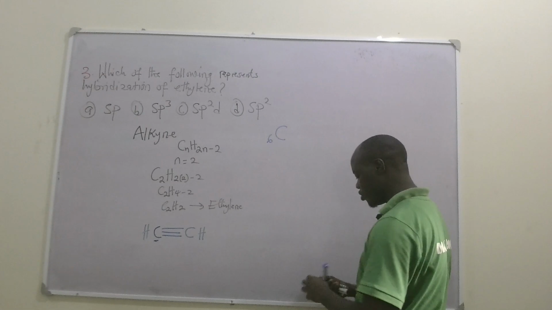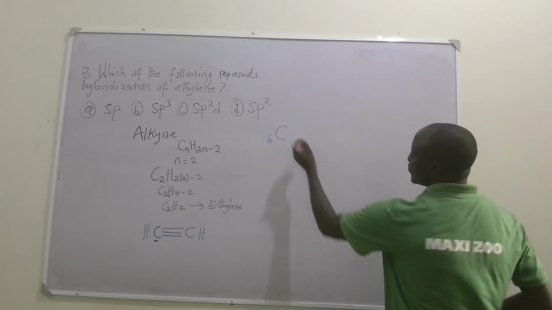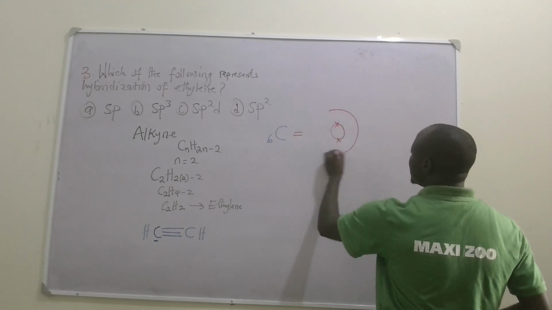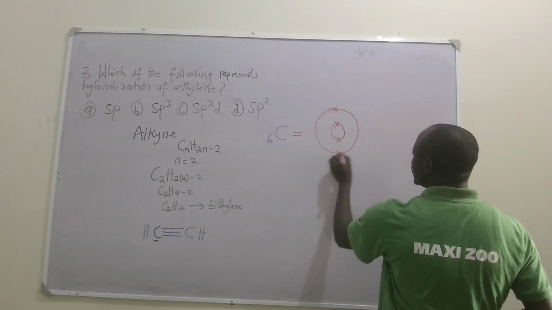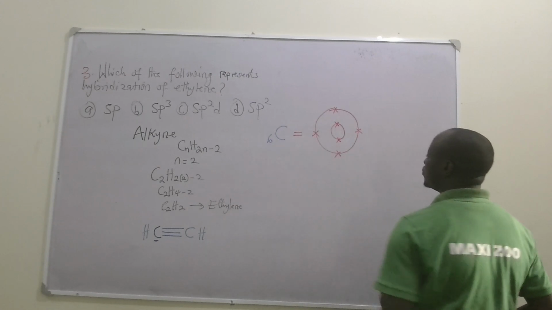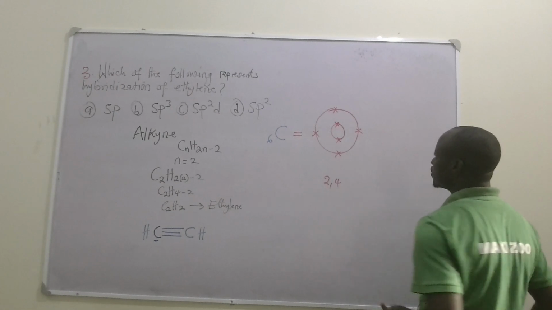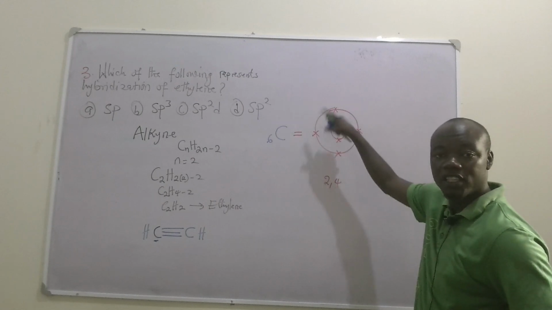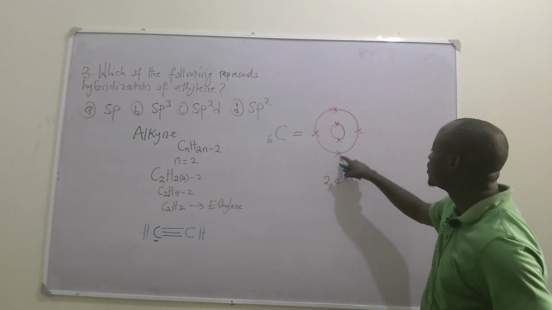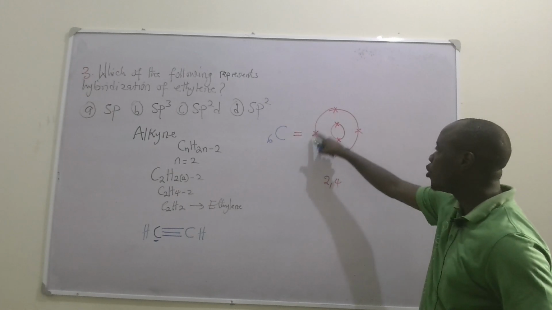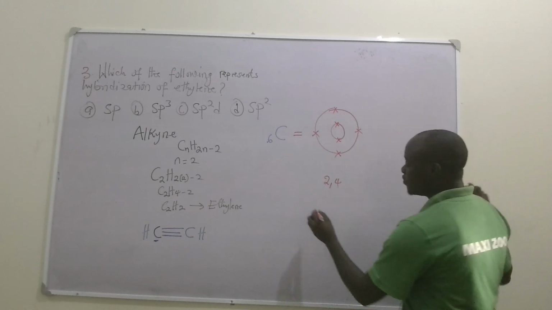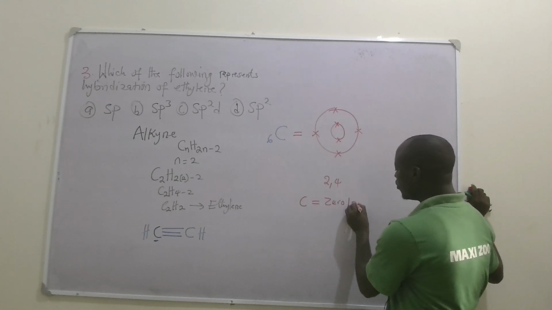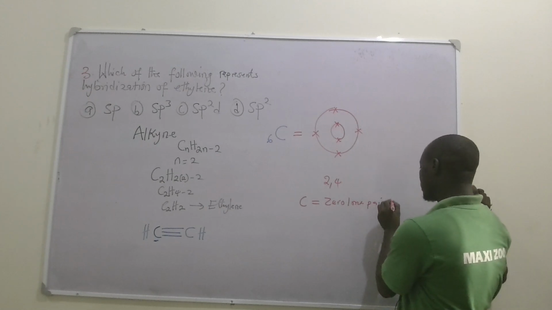Carbon has an atomic number of 6. So in the first shell we have 2 electrons. Then in the second shell we have 1, 2, 3, 4. So we have 2, 4 electrons. If you now check this electronic configuration, all the electrons here are bonding pairs. They are not lone pairs. So it means that carbon has 0 lone pairs of electrons.